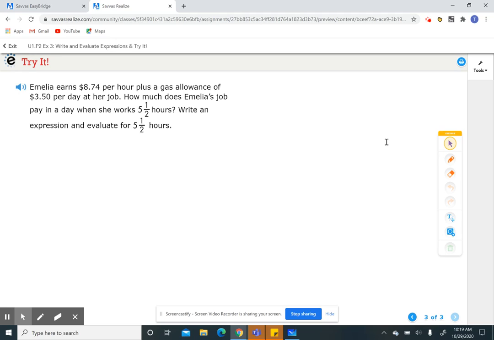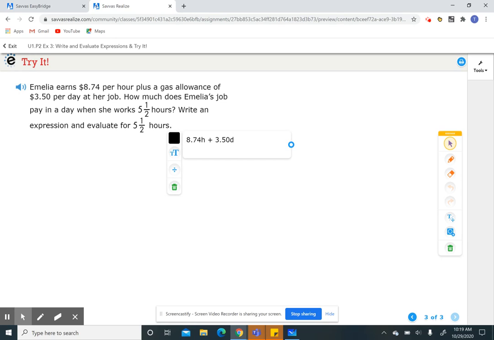So Amelia earns $8.74 per hour. So where we talked about of means multiplication, per also means multiplication. So it'd be 8.74 times the number of hours plus a gas allowance of $3.50 per day. Again, per means multiplication, and you would multiply by the number of days. So let's go ahead and write that out. So 8.74 times H plus 3.50 per day. So I'm going to use H for hours and D for days.